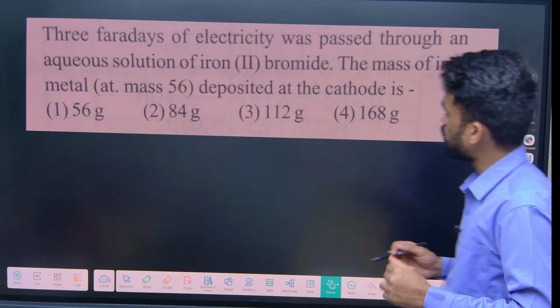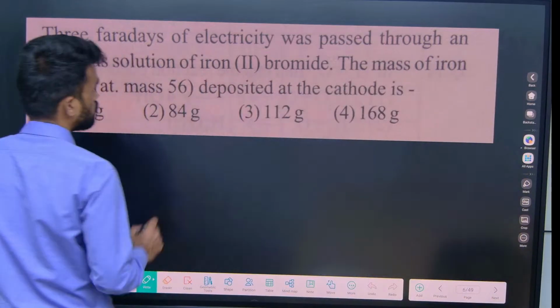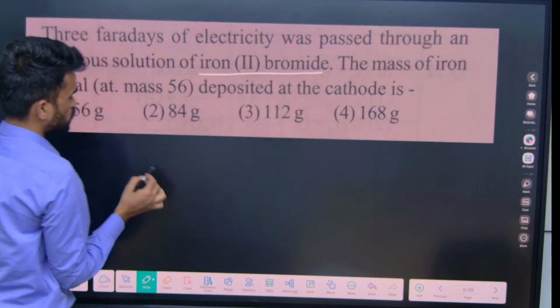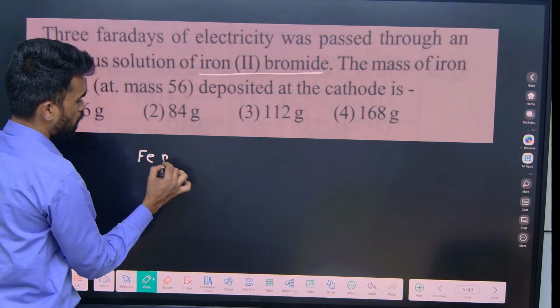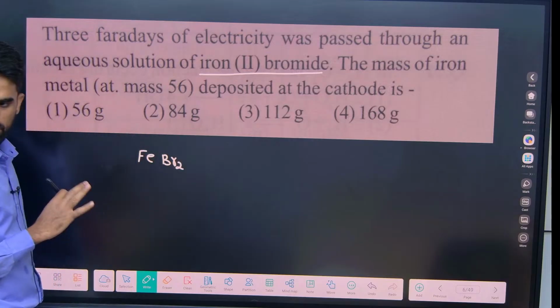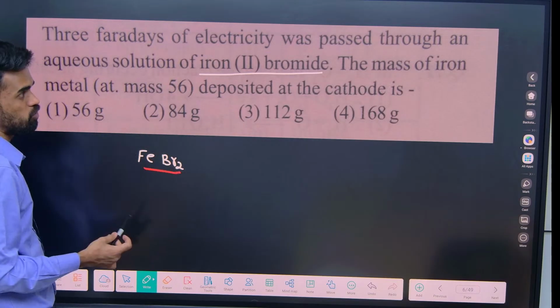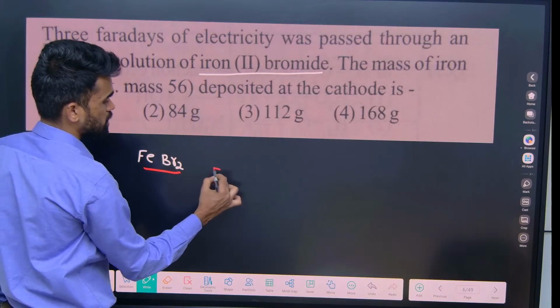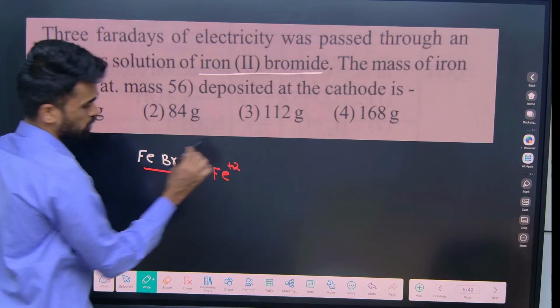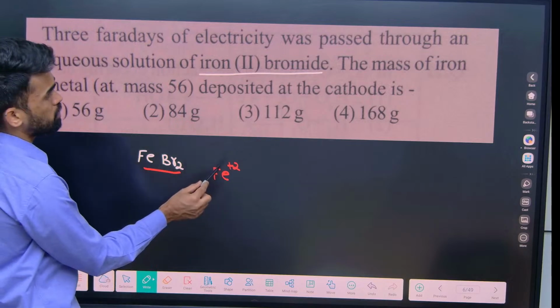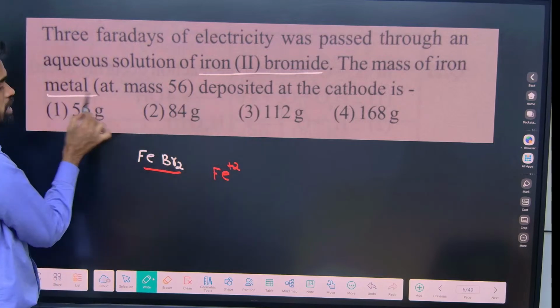See, what is the compound they have mentioned here? Iron bromide, so it means FeBr2. This is the compound they told. You don't even need to worry about the compound formula, because they mentioned the oxidation state. It is +2 for iron. So from this, they are asking the mass of iron deposited.